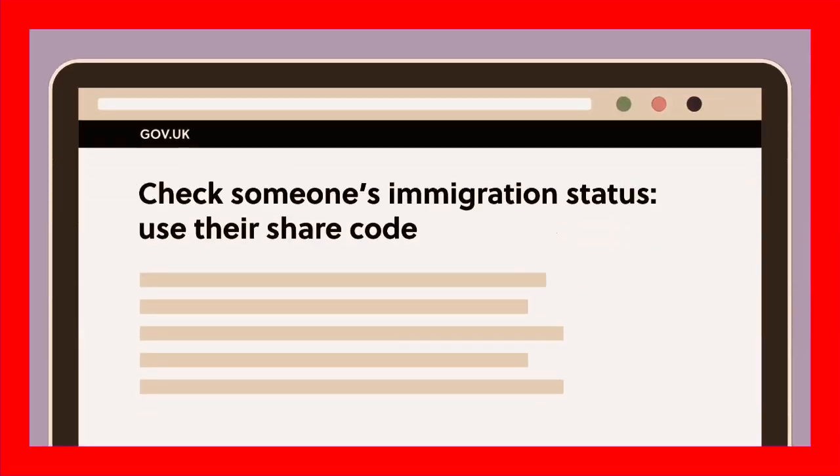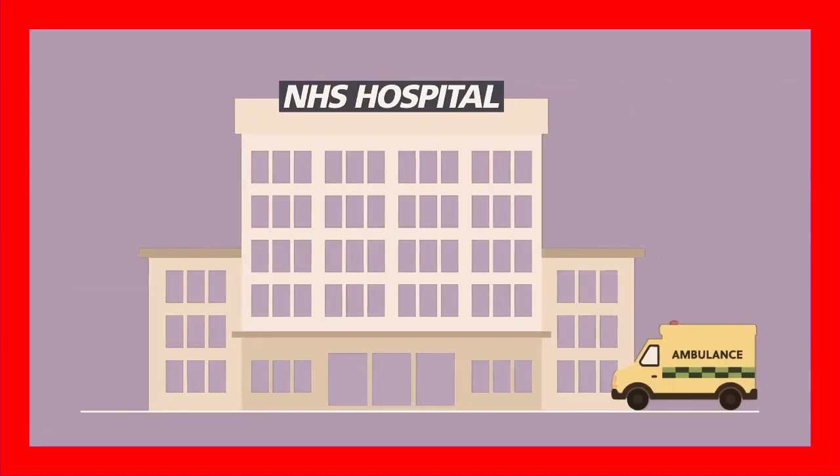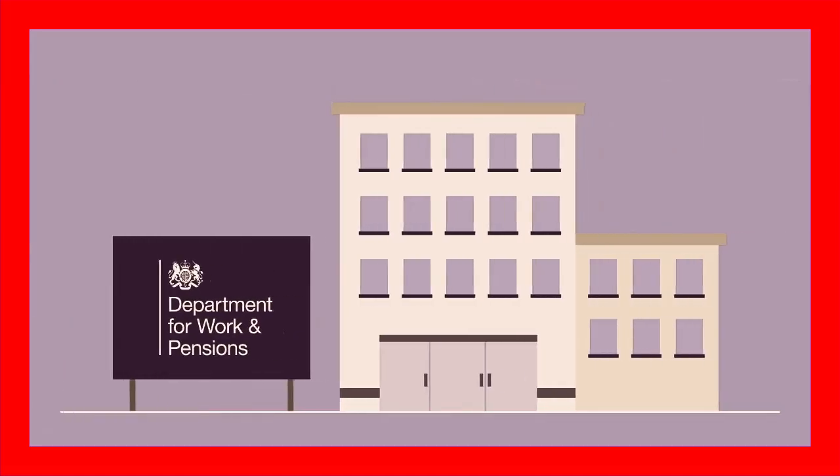The person checking your immigration status can then use the Check Someone's Immigration Status online service to check your immigration status by entering your date of birth and share code. Some government bodies such as the National Health Service or the Department for Work and Pensions will usually be able to confirm your status automatically. In these cases, you will not be asked to share your status.